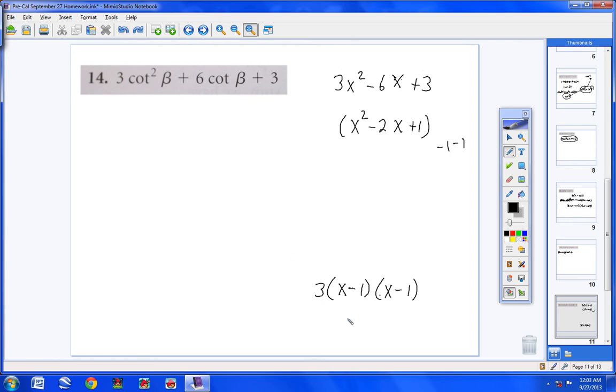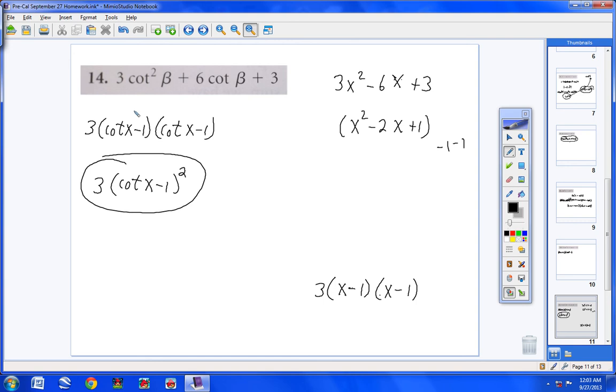So let's go over here now and put our cotangent back in. So I have 3, parentheses, cotangent x minus 1, and then parentheses, cotangent x minus 1. Now let's see if they want us to take this any further on number 14. It looks like all that they want us to do is simply write 3, and because your parentheses are both cotangent x minus 1, they had their final answer written like that. I would accept this, however, I would also accept that too for an answer.